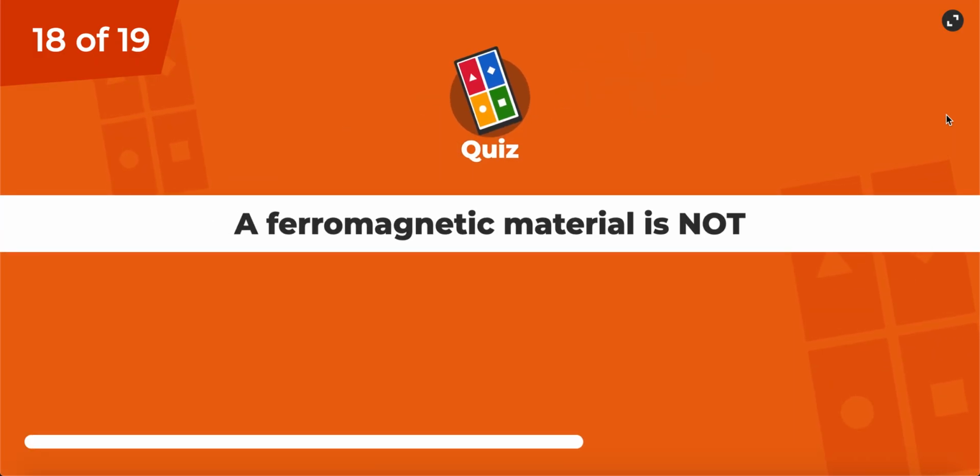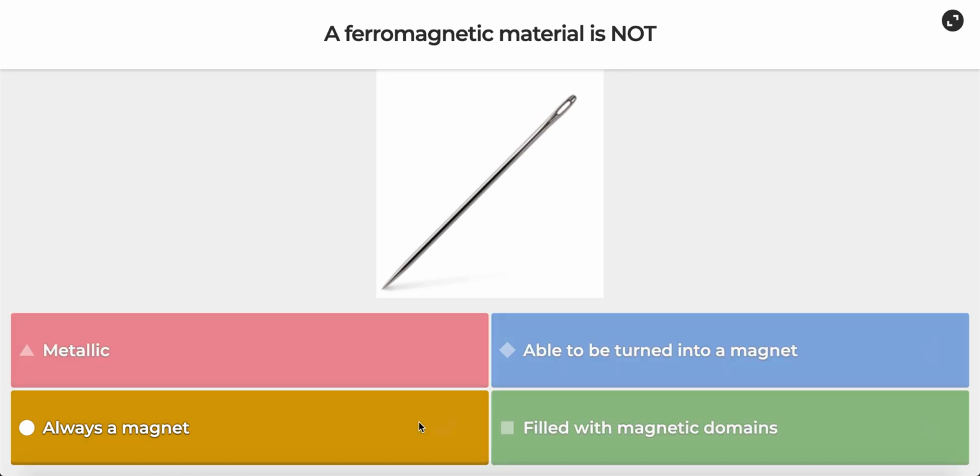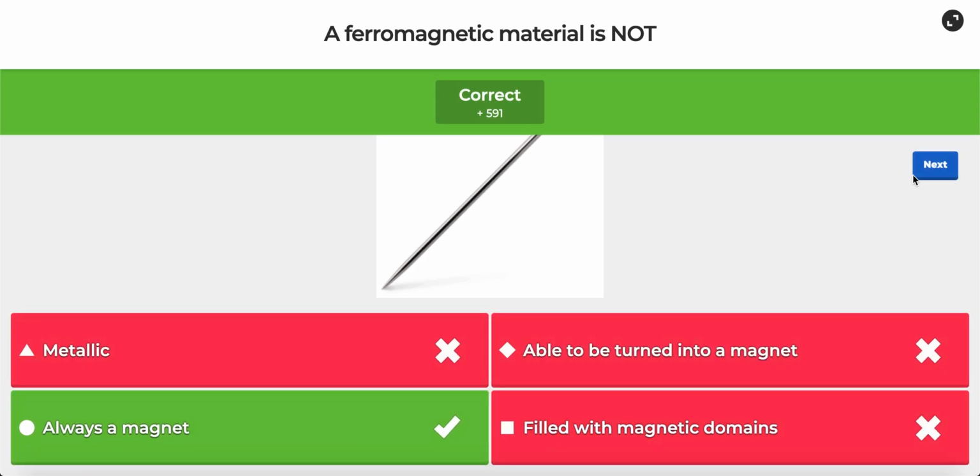All right. A ferromagnetic material is not... So a needle is an example of a ferromagnetic material because it is made of iron. And so we are saying it is things that is not. Well, it is metallic, and it is able to be turned into a magnet because it's ferromagnetic, and it is filled with magnetic domains. However, it is not always a magnet. It has to be magnetized first.